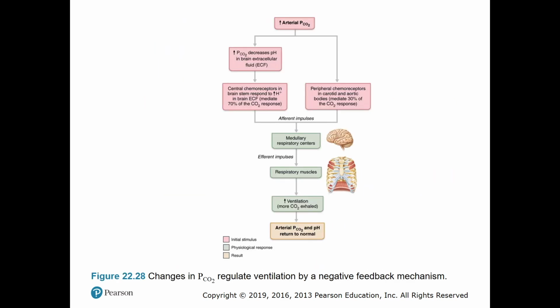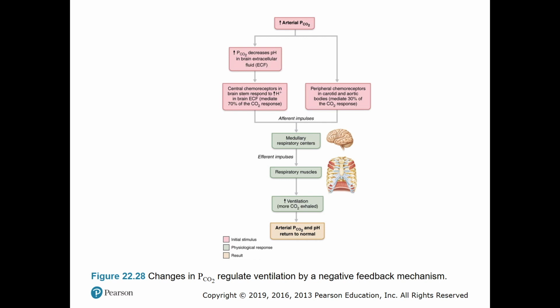Figure 22.28, changes in partial pressure of CO2 regulate ventilation by negative feedback mechanisms. So an increase in arterial partial pressure of CO2 is going to cause a decrease in pH in the brain extracellular fluid compartment, and the central chemoreceptors in the brainstem respond to an increase of the H+ concentration in the brain. So this is an immediate response, about 70% of the CO2 response.